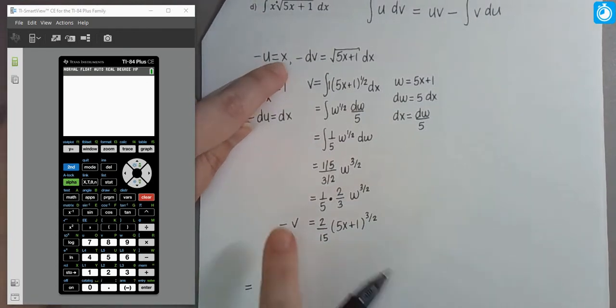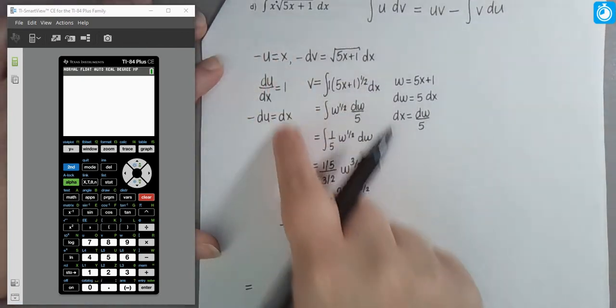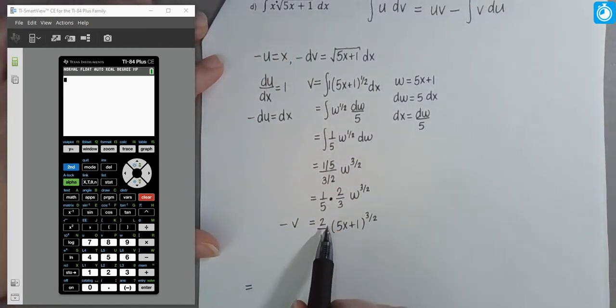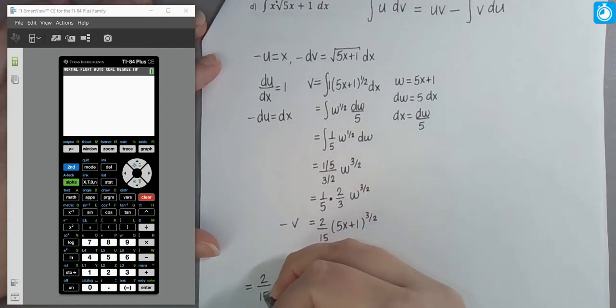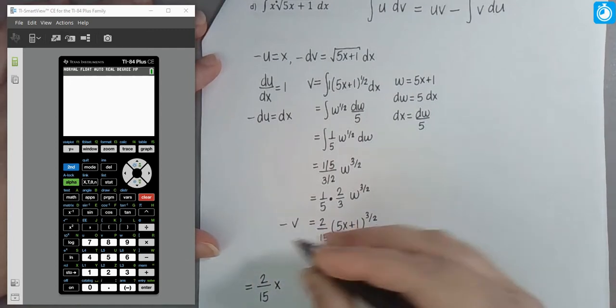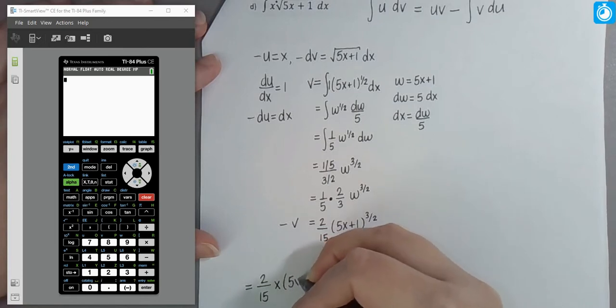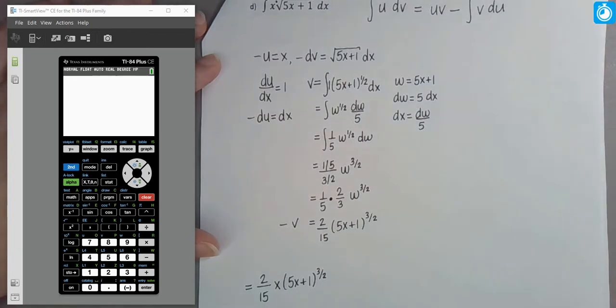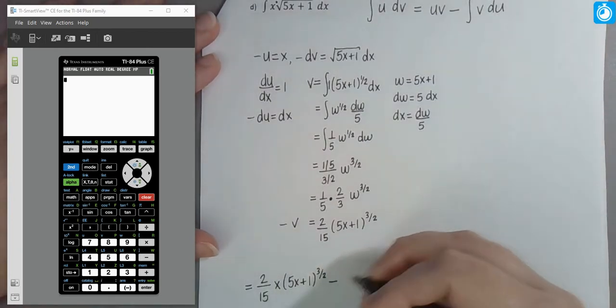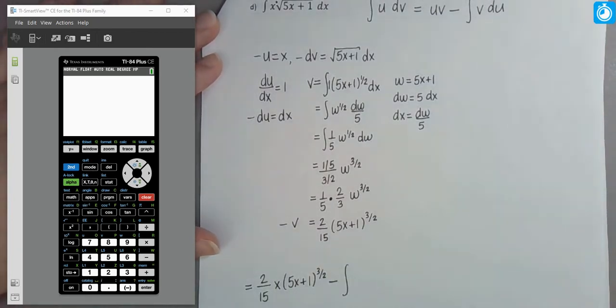So u is x, and this is v. So I'm going to insert that x between the 2/15 and my parentheses. Just go ahead and write it in the standard order. So 2/15 times x times (5x plus 1) raised to the 3/2 minus, here's the important part, antiderivative of v du.